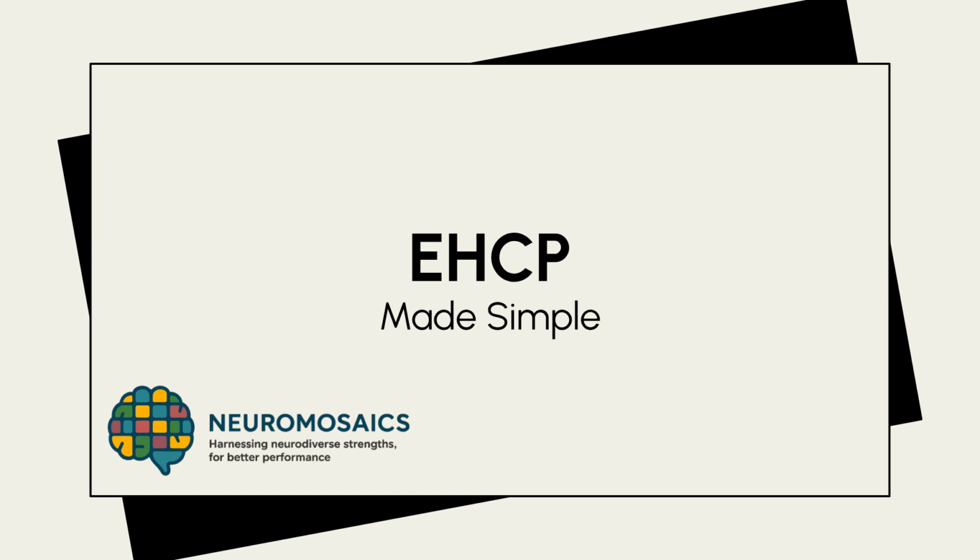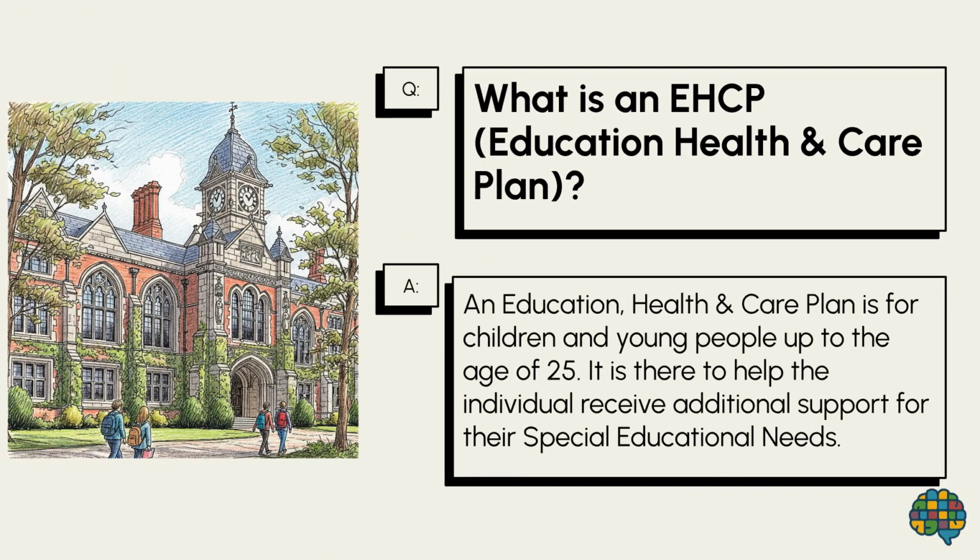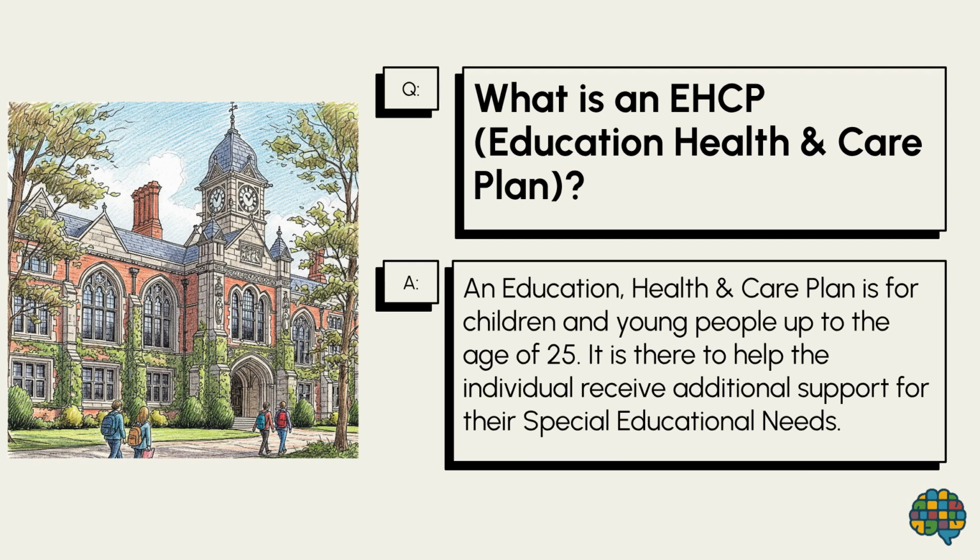EHCP made simple. An EHCP is an education, health and care plan. It's for children and young people up to the age of 25, and it's there to ensure the individual receives additional support for their special educational needs whilst they are attending school or accessing training.